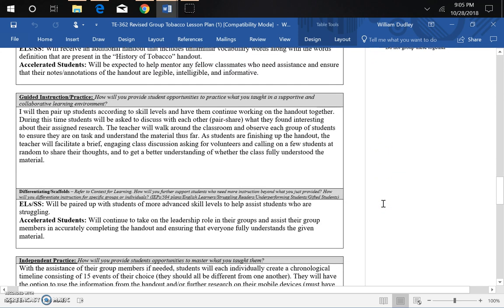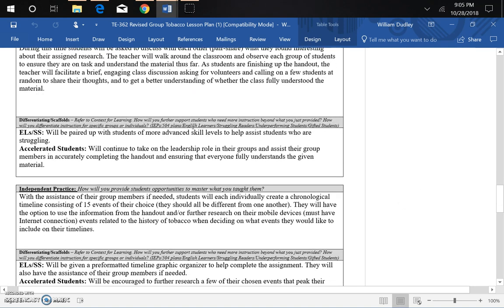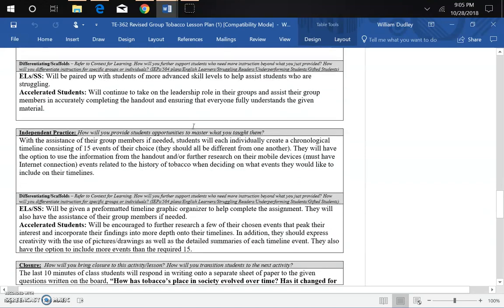The guided learning practice section. So this time we will have them pair up according to skill levels and work on the handout together, and pair share, and then the teacher will walk around. So again, a form of informal assessment, as well as the class discussion on history of tobacco and changing attitudes towards tobacco. And again, the scaffolds and differentiating would be most, again, we're pairing up advanced students and struggling students.